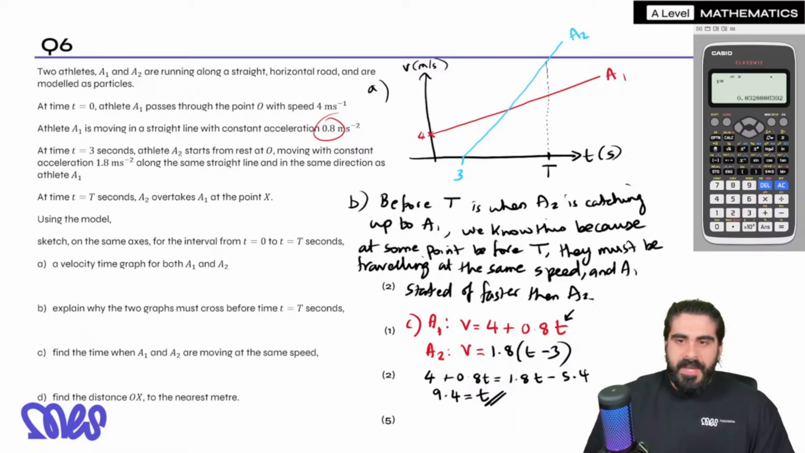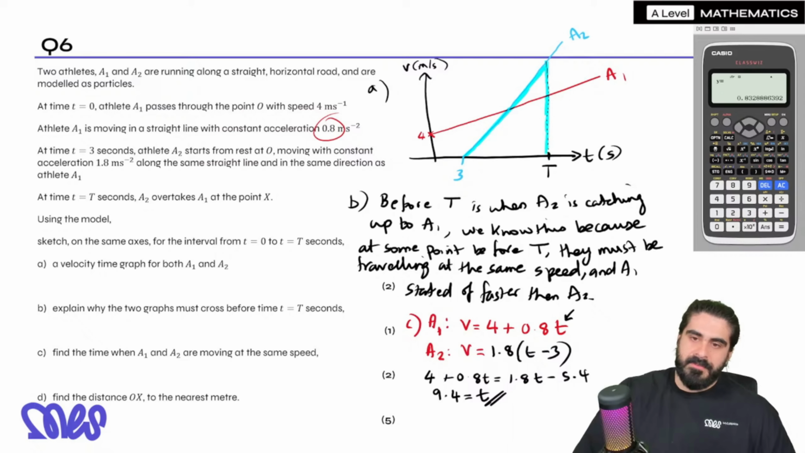Find the distance OX to the nearest meter. X is the distance traveled by both where they overtake. Yeah. And as you guys said, it's to do with the areas, isn't it? Athlete 2, the area is this. Now, the only thing we need is the height.